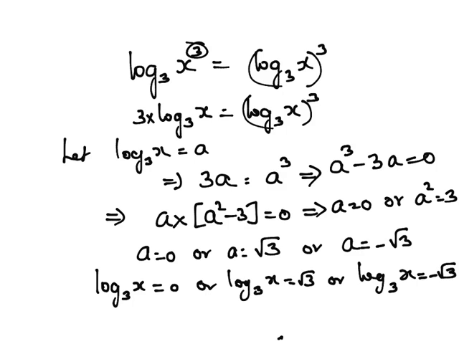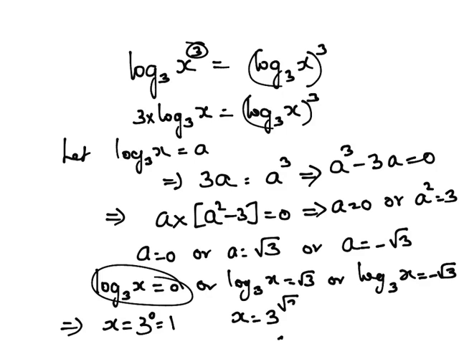Okay, so which implies I can write this as an exponential form. x equal to 3 power 0 equal to 1, or x equal to 3 raised to root 3, or x equal to 3 raised to minus root 3. So this is what we get. Okay, let us solve this problem.